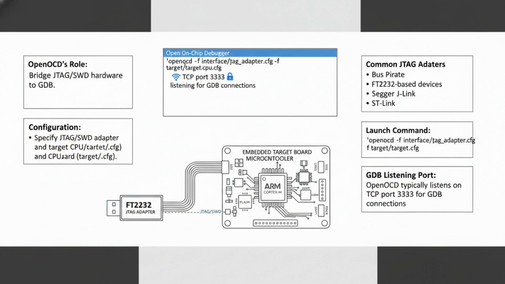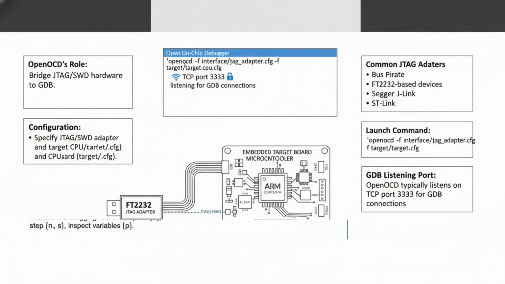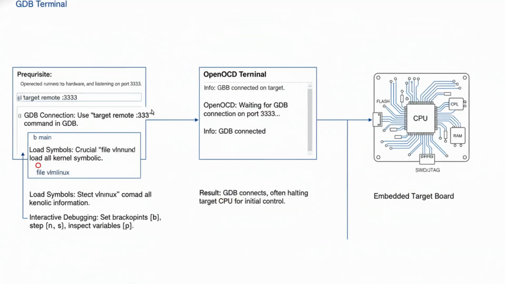openocd -f interface/jtagadapter.cfg -f target/target-cpu.cfg. Upon successful initialization, OpenOCD will listen for GDB connections, usually on TCP port 3333, making it ready to facilitate the interactive debugging session. With OpenOCD successfully running and connected to your target hardware, the next step is to establish the crucial link from GDB.